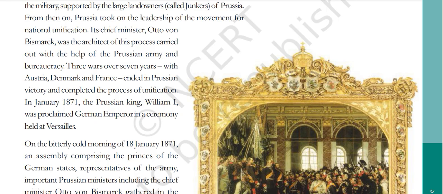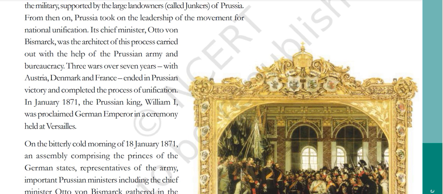Three wars over 7 years with Austria, Denmark, and France ended in Prussian victory and completed the process of unification. In 1871, the Prussian King William I was proclaimed German Emperor in a ceremony held at Versailles.